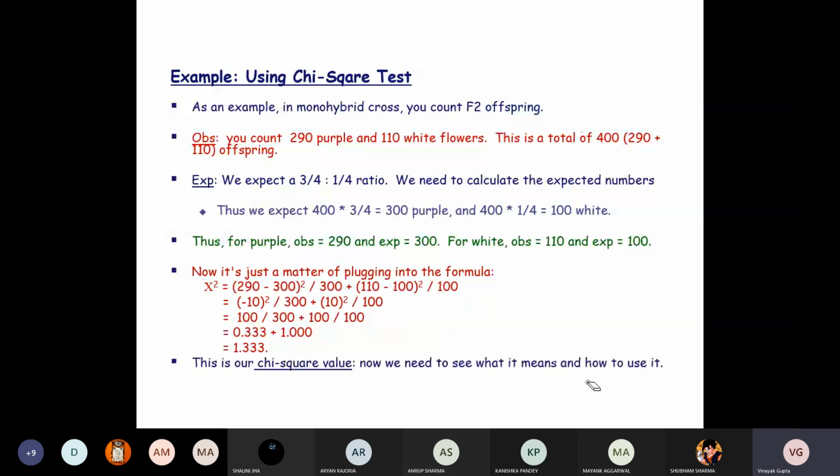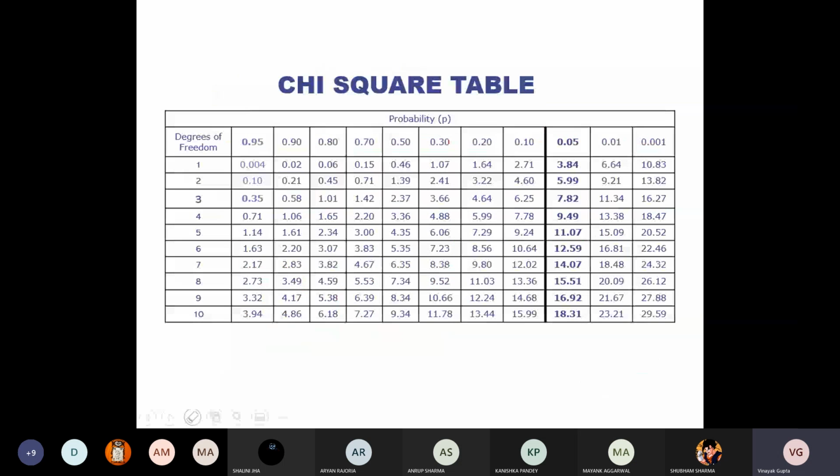So now this is the chi-square table which will be provided to you in the exam also. So what you have to see, degree of freedom is 1, and we have to check the probability where you have the 0.05. Corresponding to 0.05 and degree of freedom 1, you have the critical value which is 3.84. What is your value? 1.33. So 1.33 is less than 3.84.